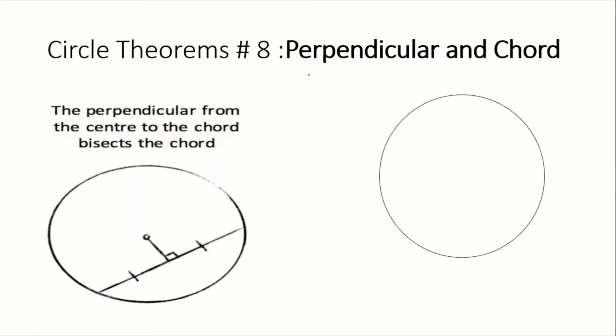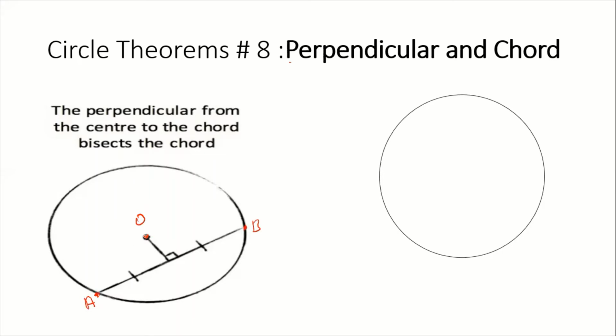So this theorem is about the perpendicular and the chord, right? So what is this rule saying? This rule is saying the perpendicular from the center to the chord bisects the chord, right? So this one is straightforward. So it is saying that right here you have the center. So the center is O, and you have a chord. Let's name this chord. Let's say the chord is AB, right?